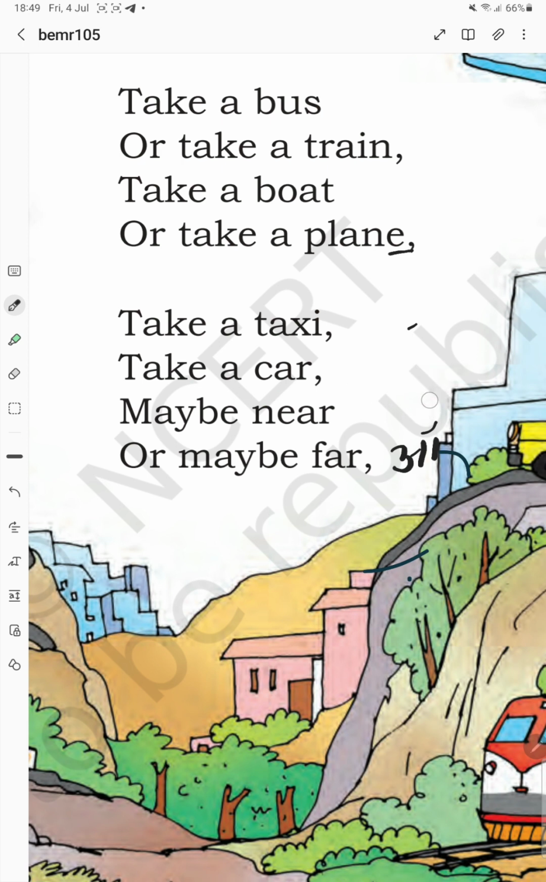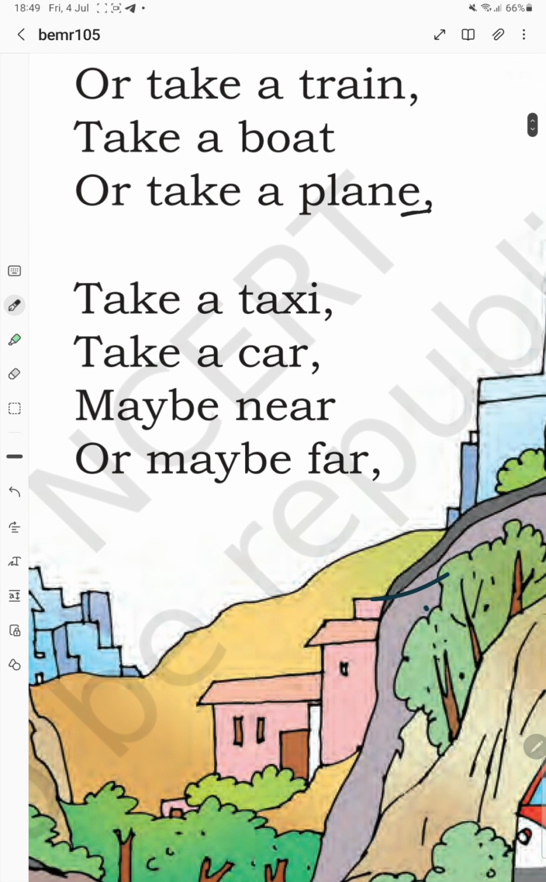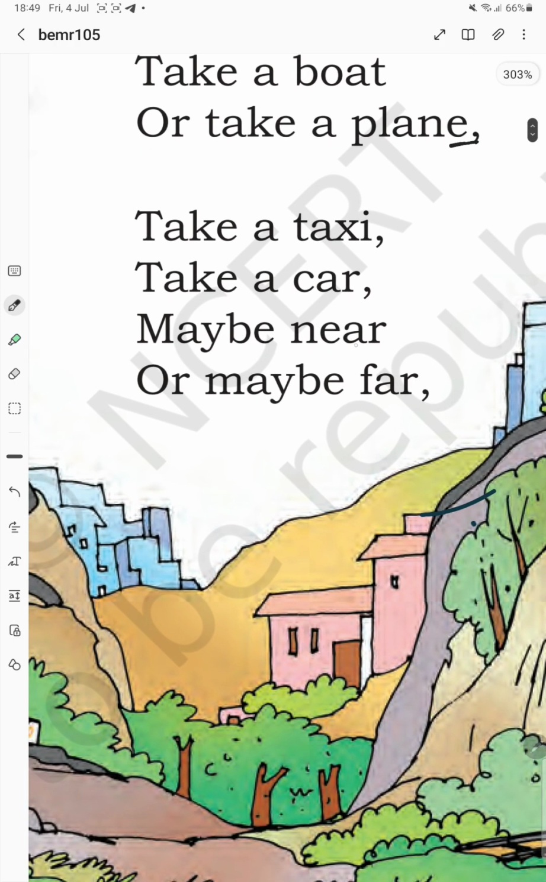And the examples are like in the words like WAR, we don't pronounce it war, we pronounce it war. WARM, it's not warm, it's warm. Similarly, we do not pronounce it warn, we pronounce it warn. So we should remember that whenever W comes before AR, it gives OR sound, but in general, it gives R sound, R. Maybe, near.